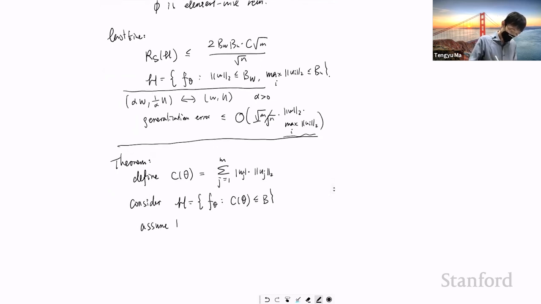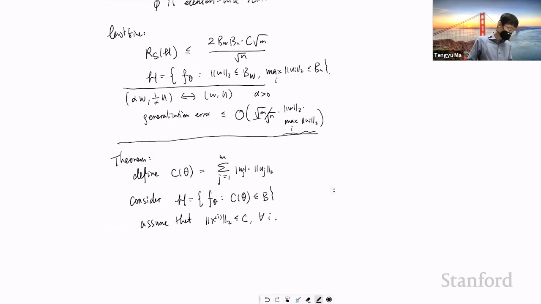And also we assume that the norm of x_i is less than C for every i. Note that here we have a stronger assumption on data because before we assumed the average of the norm is less than C, or the average of the square norm is less than C squared. Now we assume each data point is less than C. This is just a technicality in some sense. And with all of this, we can prove that the Rademacher complexity of H is bounded by 2 times B times C over square root n.